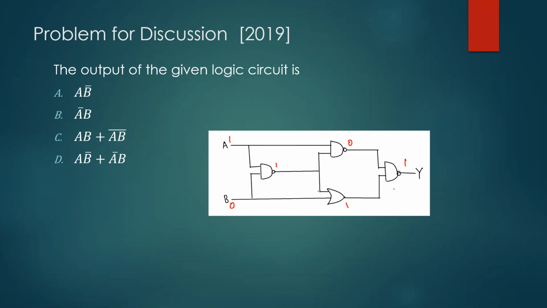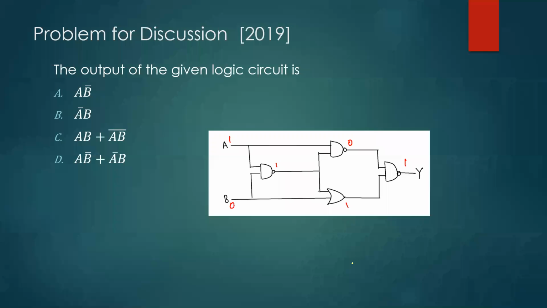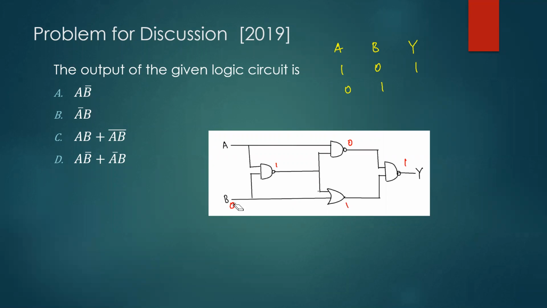Okay, so we better put a table. So let's put a table and then check. I think these things should be easy, so you have to patiently verify. So if I have 1 and 0, I'm getting 1. So let's say if I take 0 and 1. Okay, so let me erase these things. Let's try for this.